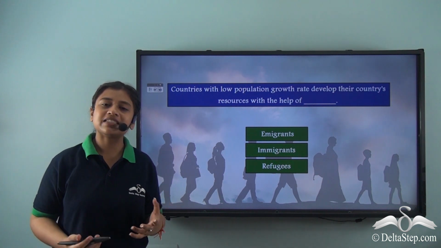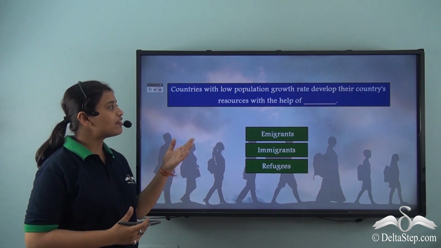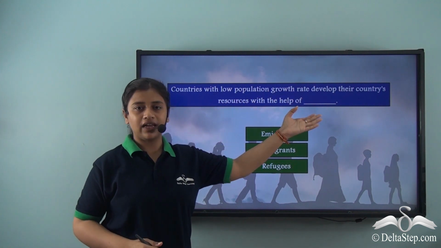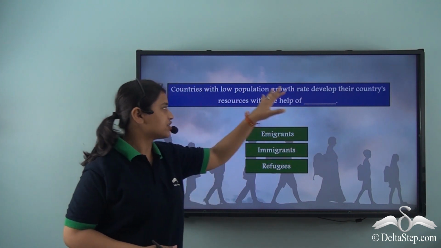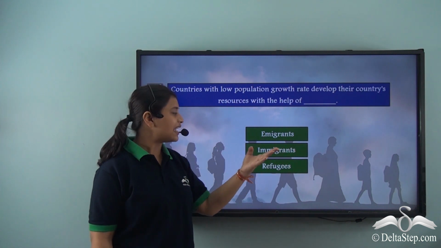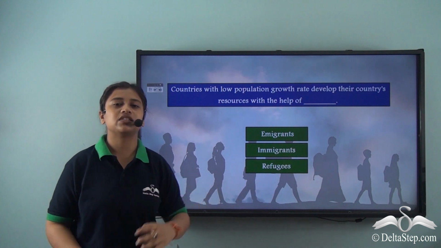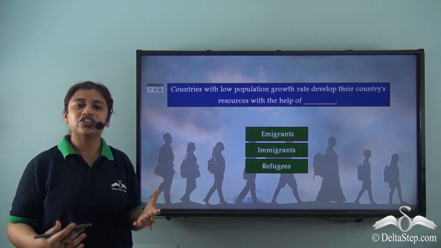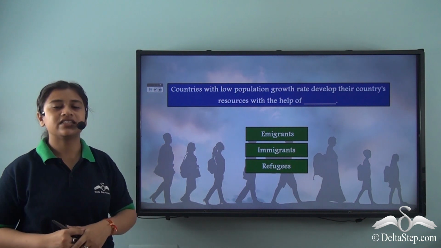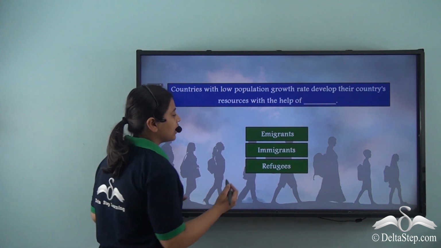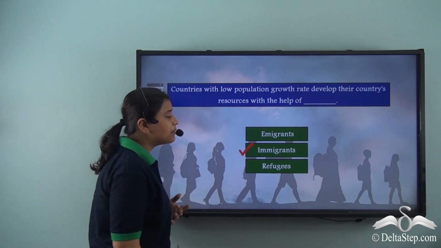So before we proceed with our lesson, could you help me fill in the blanks? Countries with low population growth rate develop their country's resources with the help of emigrants, immigrants, or refugees. Yes, we just understood that these countries tend to utilize their country's resources with the help of immigrants, or the immigrant population.